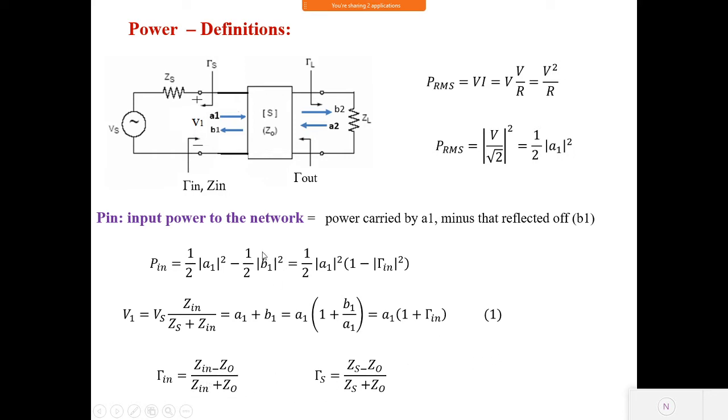Tau s, similarly, if a wave is incident like this, because of mismatch of this, it may reflect back. That is tau s here. Tau s is equal to Zs minus Z0 divided by Zs plus Z0. So V1 here, V1 is equal to this. You can write like this.